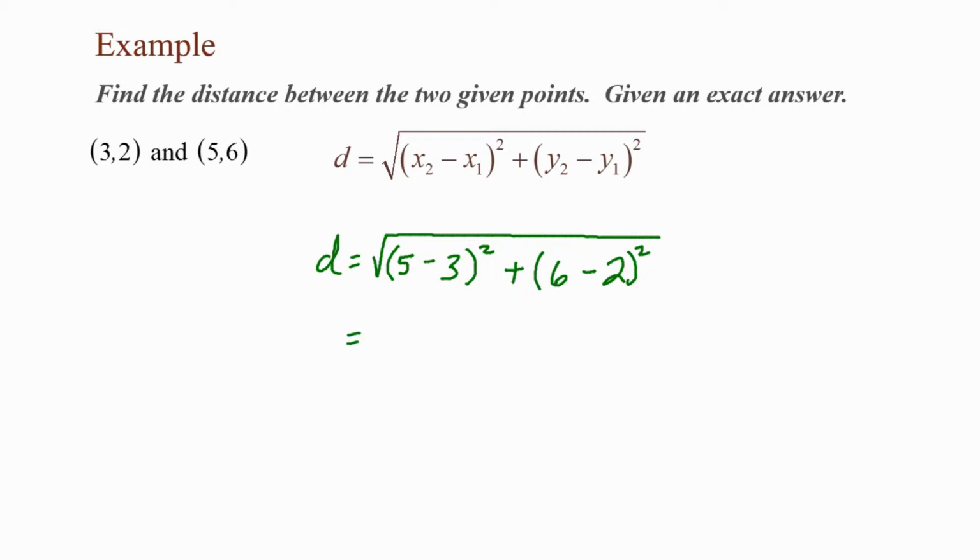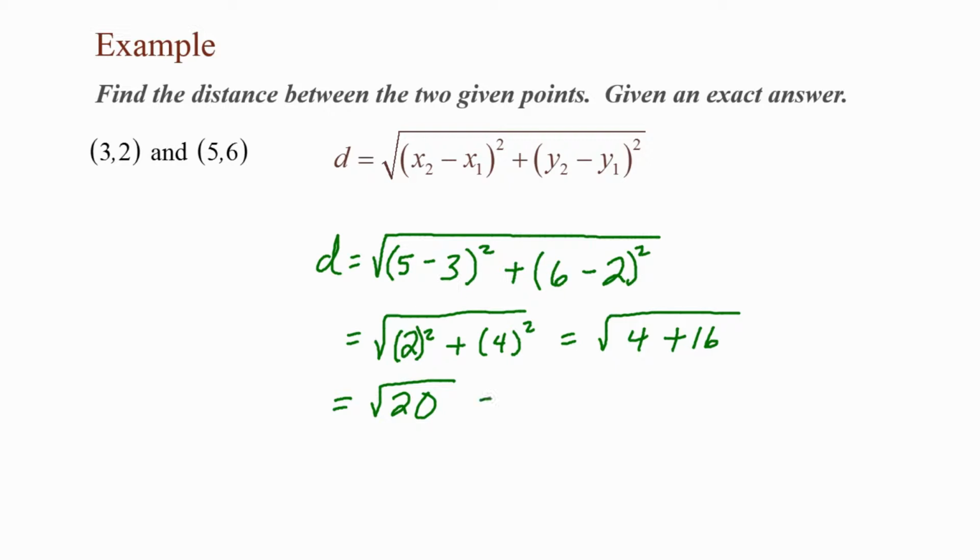So this equals the square root of 5 minus 3 is 2 squared, plus 6 minus 2 is 4 squared, which equals the square root of 4 plus 16, which equals the square root of 20. 20 is 4 times 5, so the square root of 4 is 2, and the square root of 5 stays a radical. So the distance between the ordered pairs 3, 2 and 5, 6 is 2 square roots of 5.